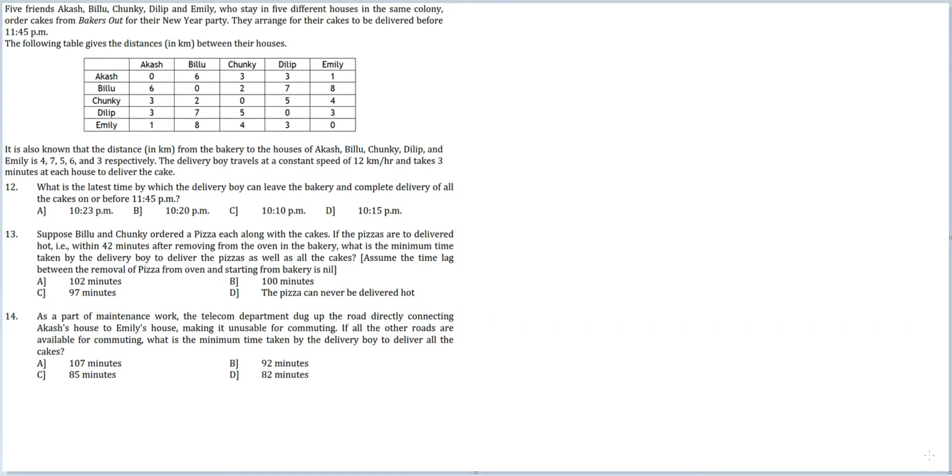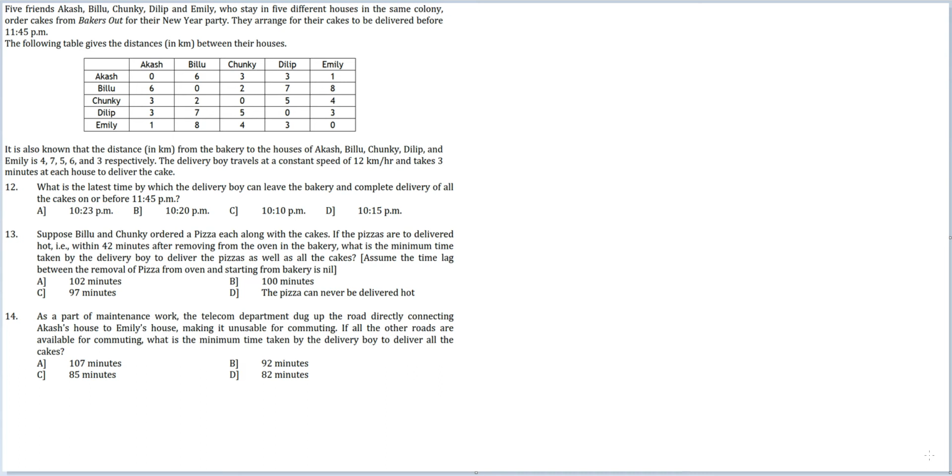Let's look at this question. Five friends, Akash, Billu, Chunky, Dilip and Emily, who stay in five different houses in the same colony, order cakes from bakers for their New Year party. They arrange for the cakes to be delivered before 11:45 p.m. The following table gives the distance in kilometers between their houses. And then you have a table linking houses of every individual with every other individual.